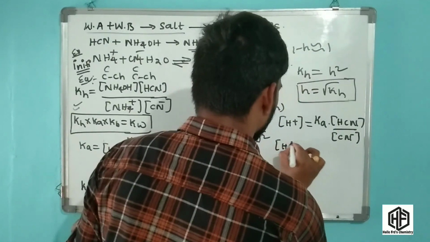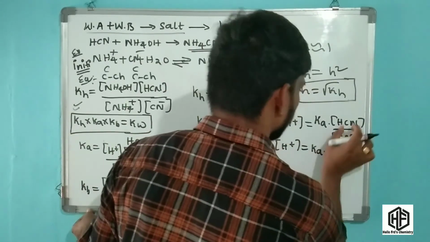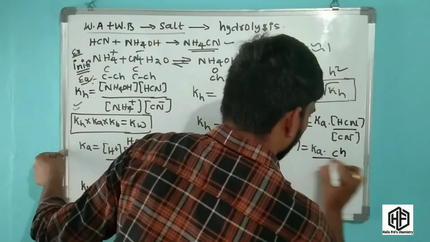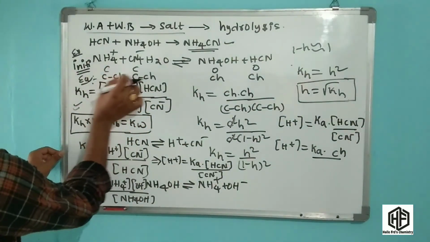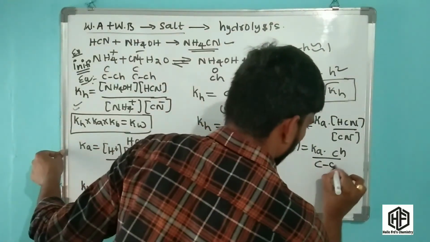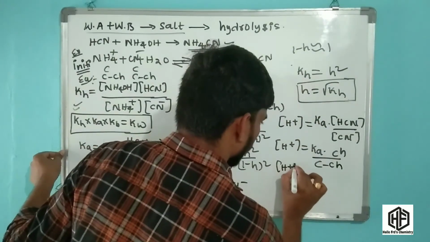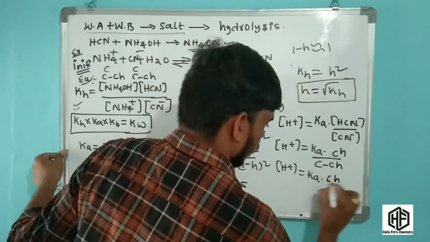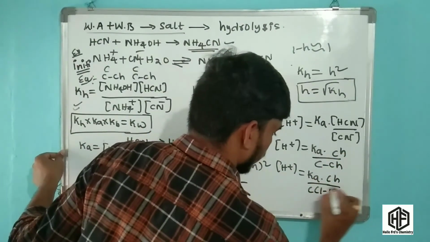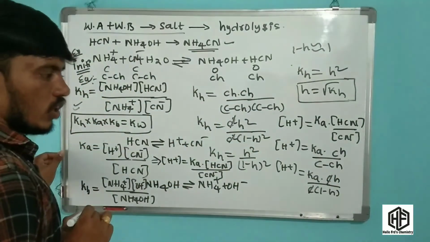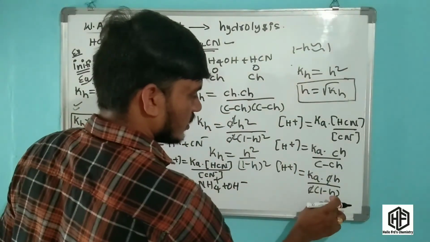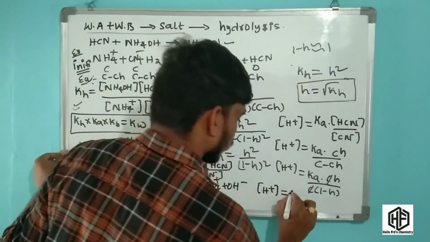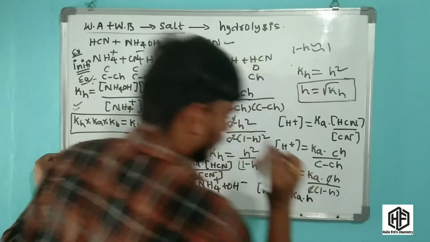Friends, at equilibrium, the concentration of SCN is Ch, and the concentration of CN minus is C minus Ch. Now H plus is equal to Ka into Ch by C times 1 minus h. The C and C are cancelled. Now 1 minus h is nearly equal to 1. So H plus is equal to Ka into h.